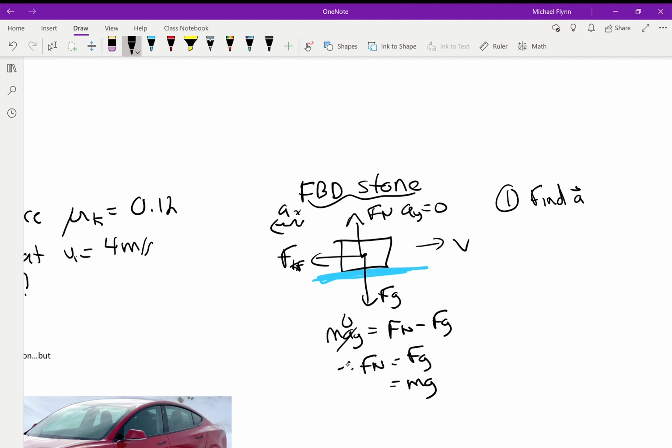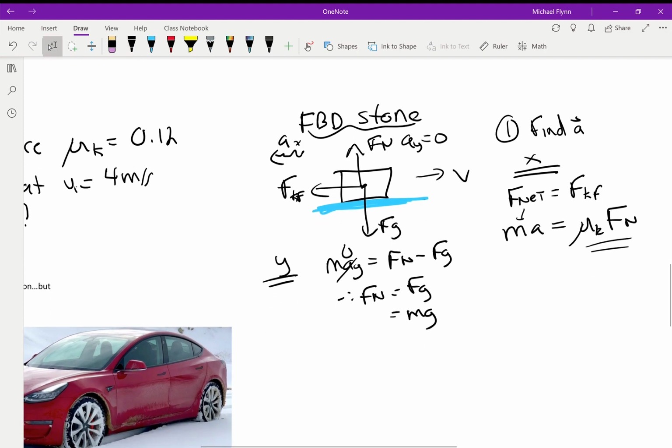Now we're going to look at the x direction. That was the y direction, but in the x direction, we have the net force. There's only one force in the x direction, and it's the force of kinetic friction. We know that is equal to mu k times Fn. We also know from Newton's second law that ma equals the net force. So I'm going to substitute ma for the net force, and this is our formula for friction.